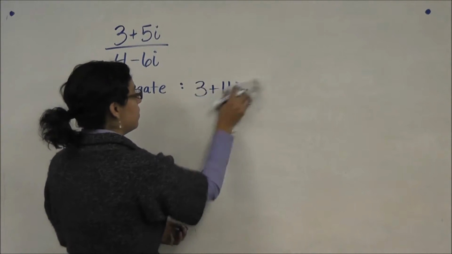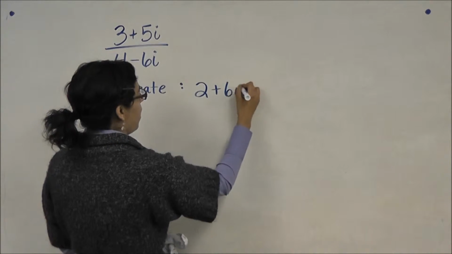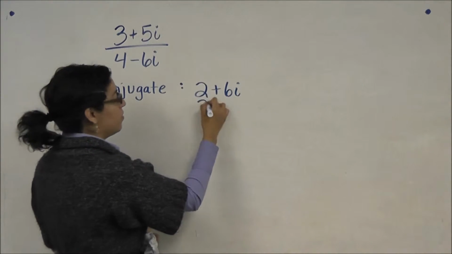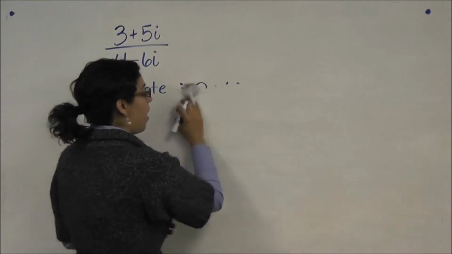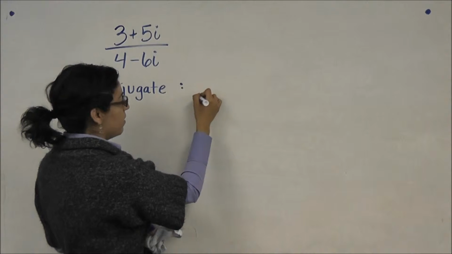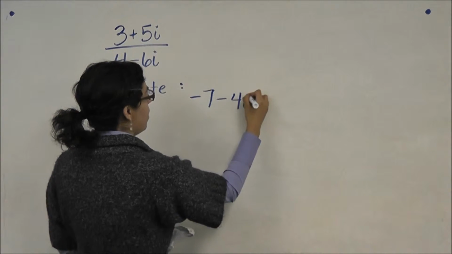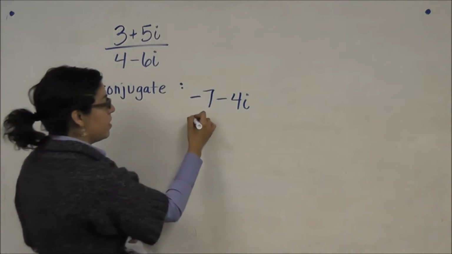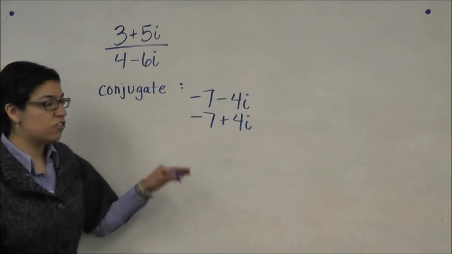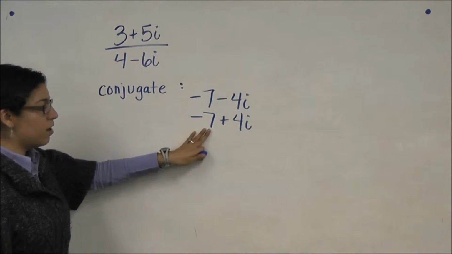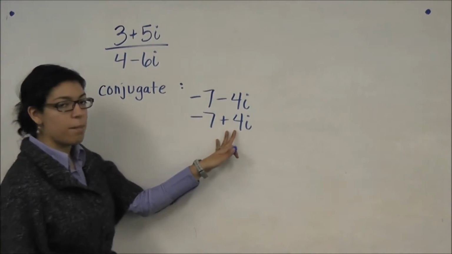Let's do another one of those. If I have the complex number 2 plus 6i, its complex conjugate is 2 minus 6i. Do you notice the pattern? A third example, if I have the complex number -7 minus 4i, its complex conjugate would be -7 plus 4i. So we don't touch the real part of our complex number, and we change the sign of the imaginary part. That's how we come up with the complex conjugate.